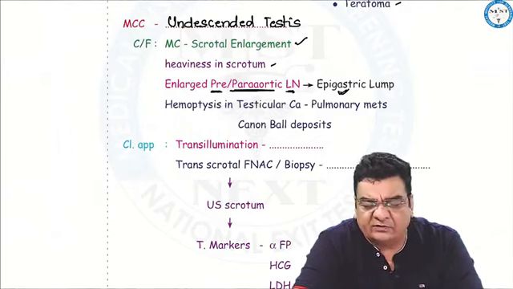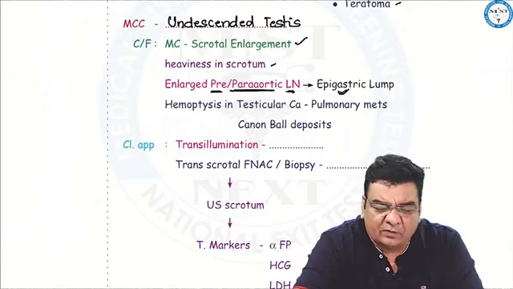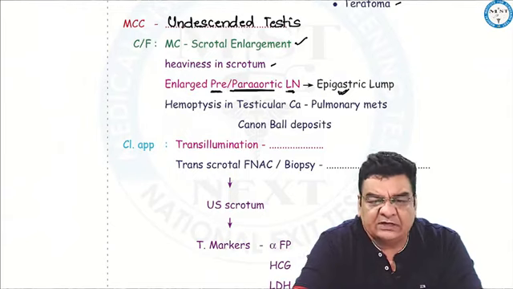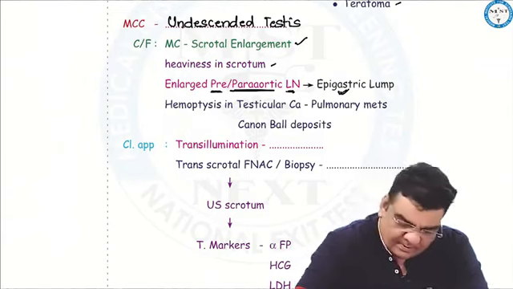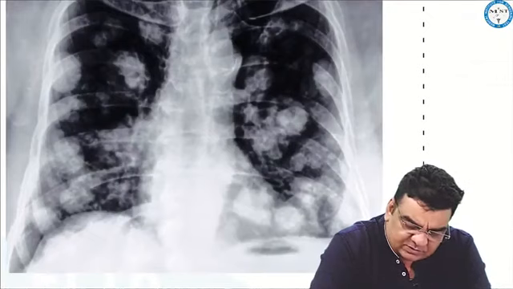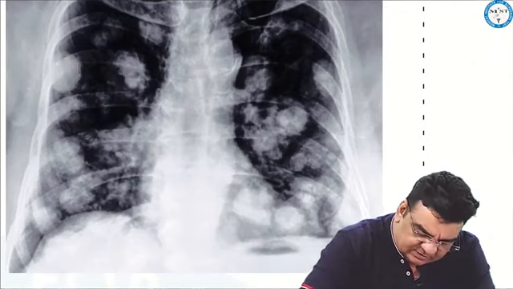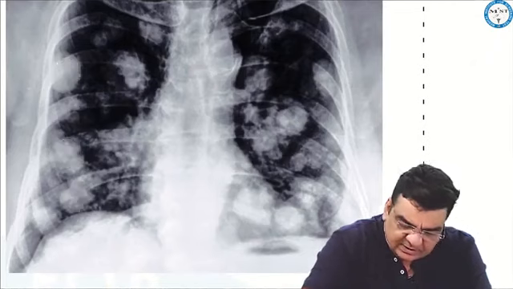And just imagine a patient presenting with scrotal enlargement along with blood in sputum. If there is blood in the sputum with cough, and there is scrotal enlargement, hemoptysis with scrotal enlargement suggests pulmonary metastasis in testicular cancer. When we take the X-ray, we see nice cannonball deposits in the lung. This is how the cannonball deposits can be seen in the lungs. Can you appreciate these rounded shadows? These are cannonball deposits seen in pulmonary metastasis.